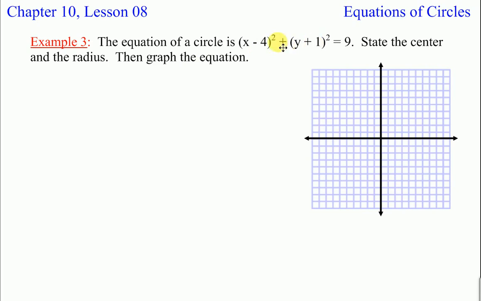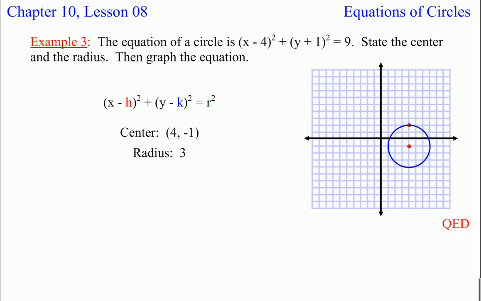Alright, if I know the equation and I want to find the center, well, the center right here, opposite of these two, opposite of negative 4 and of positive 1. So the center is positive 4 and negative 1. The radius is the square root of 9, so the radius is 3. And then graph this, radius of 3, get out my circle and my compass and make a circle. And that's all you need to know for today.